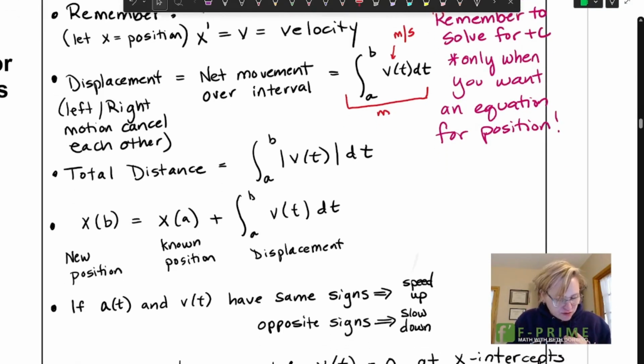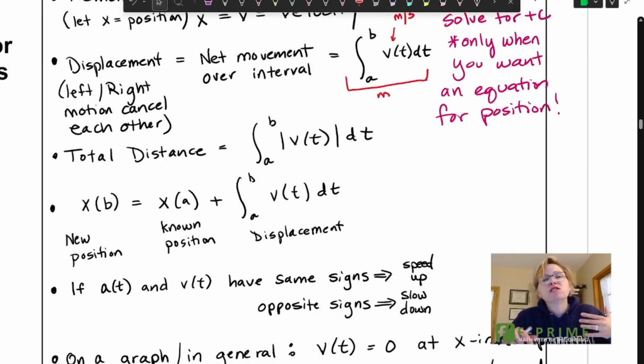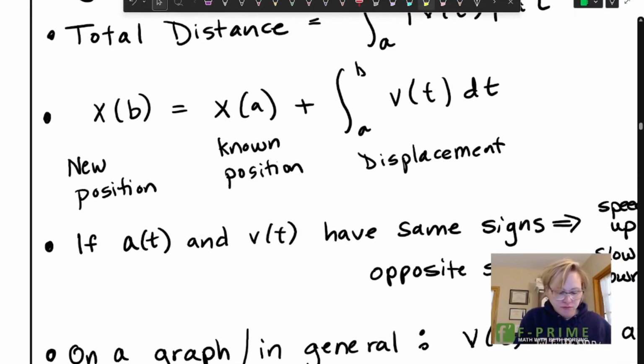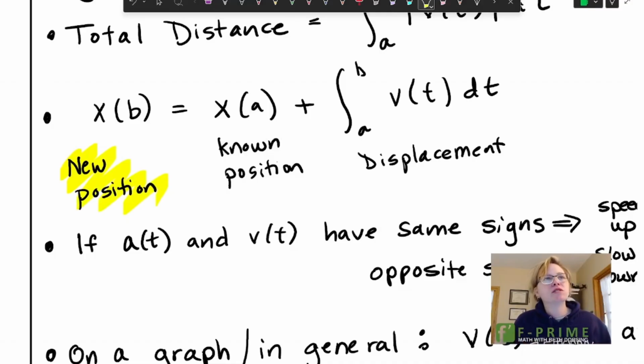We're often asked for a position. So if you're asked for a specific position in time, here's the formula that you want to remember. Your new position, sometimes this position is after our known position, but your new position, we're going to call that time b, and that's going to be the upper limit of your integral. You're going to take your known position. A lot of times they make it easy on you, and your known position is your position at time 0, but it's just your given position or your known position.